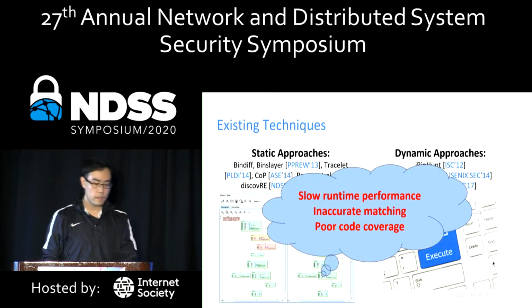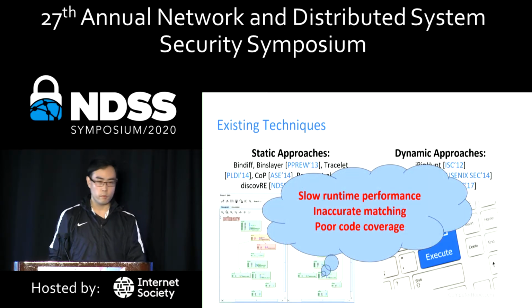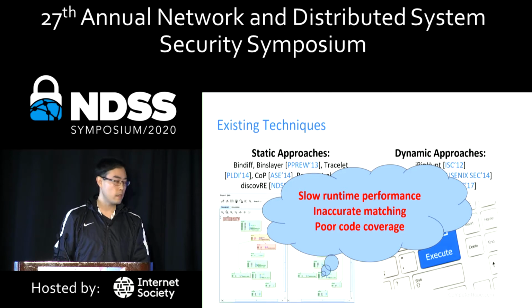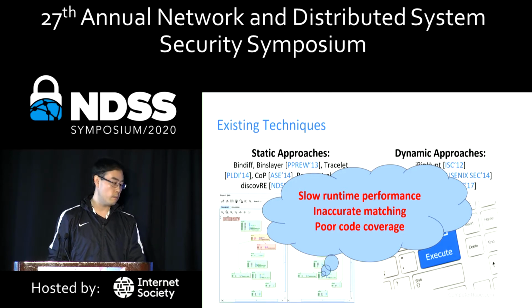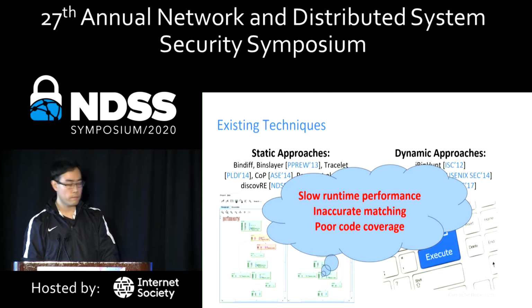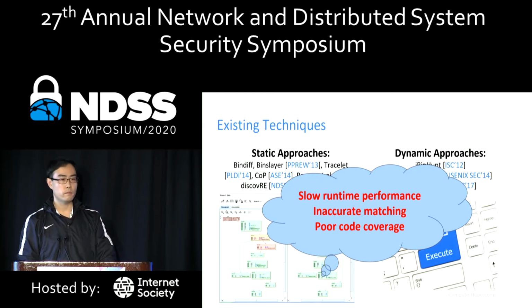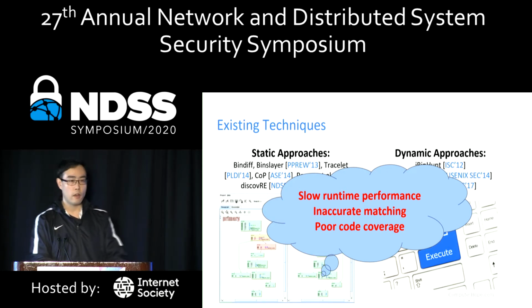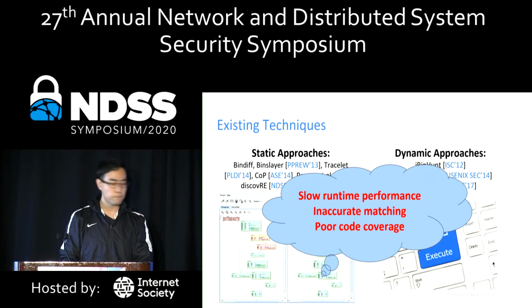So there are limitations. For example, slow runtime performance. We all know that graph matching is pretty slow. Static approaches have to use heuristics, and for dynamic approaches, symbolic execution can be really slow. And inaccurate matching: bipartite graph matching is inaccurate by nature. And poor code coverage, which is by nature how dynamic analysis is.